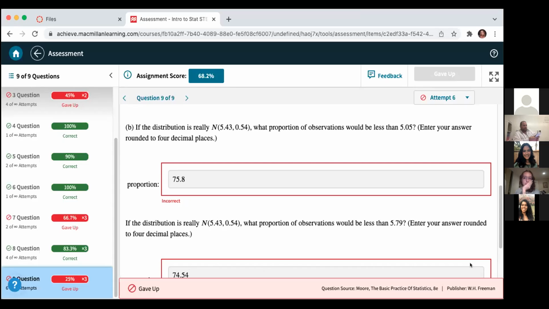Well, go to your calculator, second, normal CDF. Negative infinity to 5.05 with a mean of 5.43 and a sigma of 0.54. It gives me 0.24, 24.1%. To 4 decimals it wants, 0.2408. Which one did you go to? Normal CDF. Okay, and I did negative infinity to 5.05 with a mean of 5.43 and a sigma of 0.54.